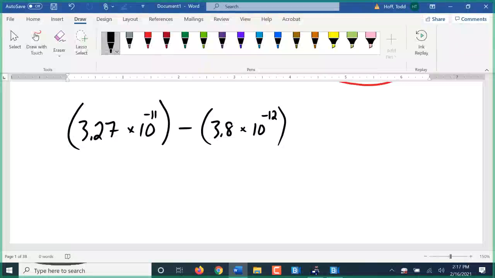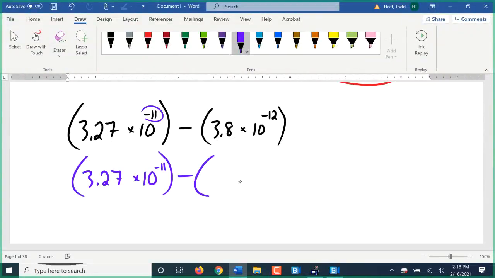We change them to the largest name, largest power of 10. Here, that's going to be the negative 11. Negative 11 is bigger than negative 12. So this will stay 3.27 times 10 to the negative 11. This one is going to change to 10 to the negative 11. Now the power got larger. Negative 12 plus 1 gave us negative 11. So the number has to get smaller by one decimal place. So we move that over. That's 0.38 times 10 to the negative 11.